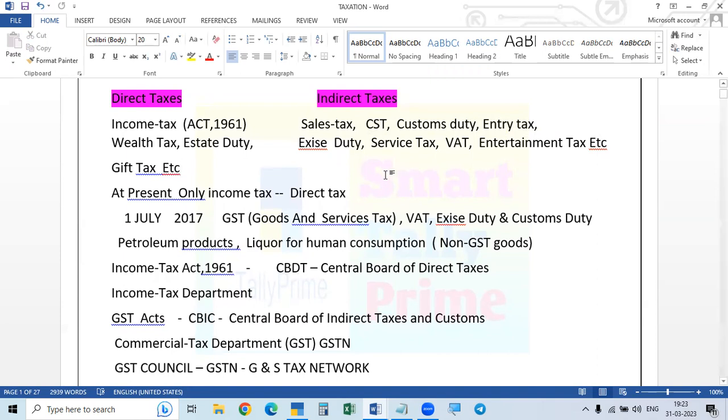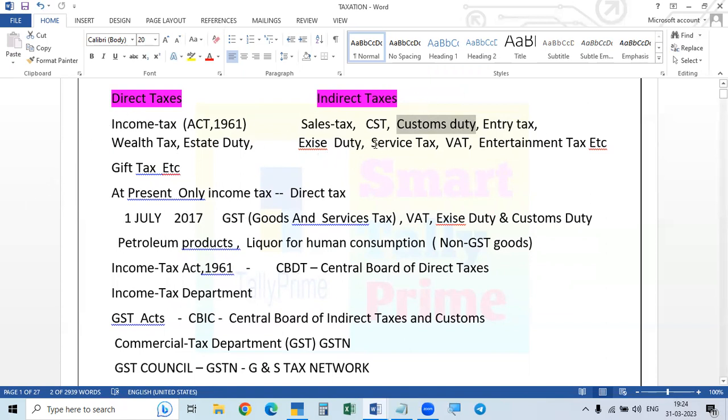that's why what the government did is, from 1st July 2017, all these were merged into GST. Customs duty is still there. Customs duty is not related to Indian people; it is related to imports. When you import goods from other countries, customs duty will be levied at the airport or harbor. That is still there.